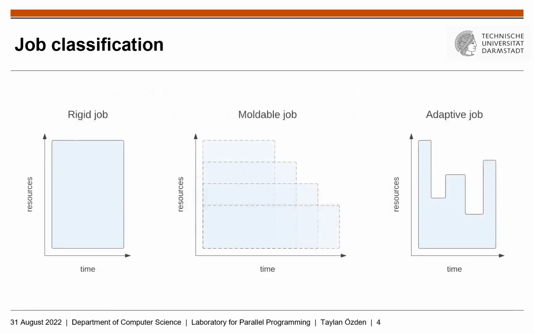So here you can also see a figure describing the different job types. On the left side, you can see rigid jobs, which have a fixed number of resources throughout their execution time. In the center, you can see moldable jobs, where in the beginning of the job, the system is able to assign a variable number of resources, and adaptive jobs, which are able to reconfigure their resources during runtime.